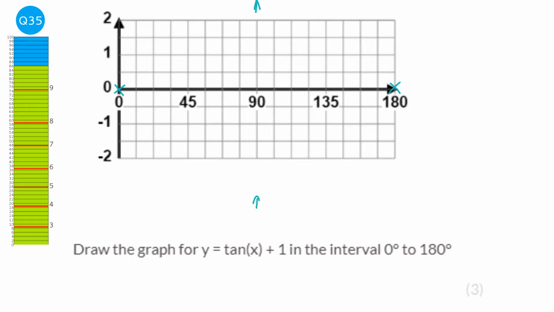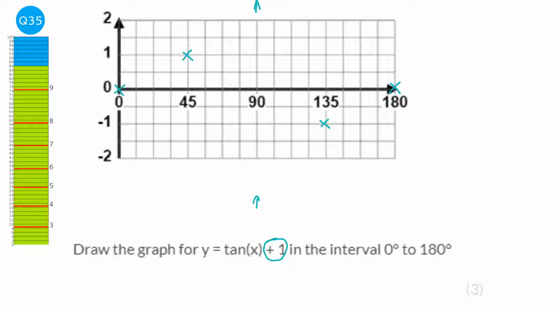But here, we're told that we're going to add 1 to it. So each of the points we're going to add 1. Now, it actually might help us to know that there is another point here. Tan 45 is 1, so actually that might help us here. And so tan 135 is actually minus 1. So this will give us a little bit of a hint about how to go about doing this.